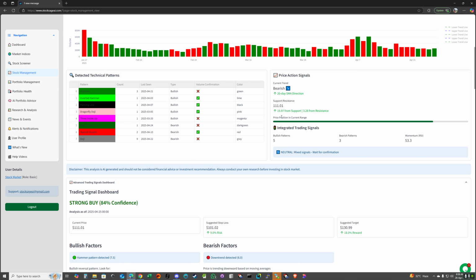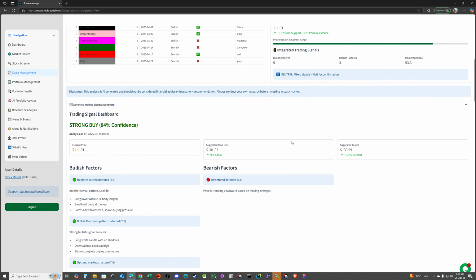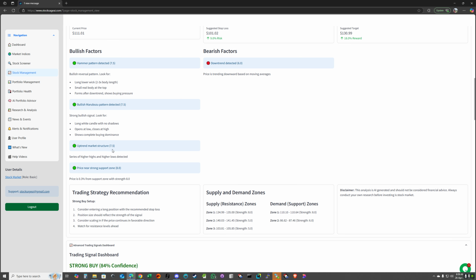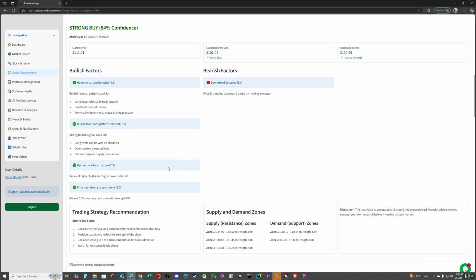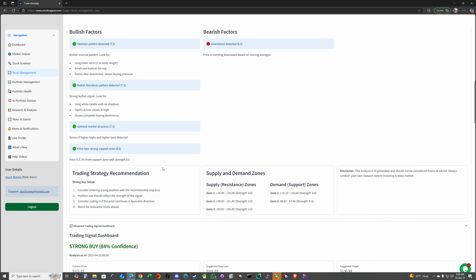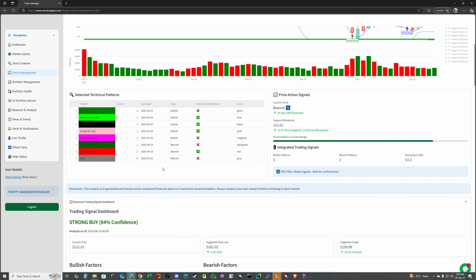What kind of support and resistance levels we see for this specific stock, and what is the AI saying over here from a trading signal perspective? Is it a strong buy? Is it a sell? What does it really mean? And what is the basis for those decisions? All of that information is available over here for your review. Okay, so you can see all of this.